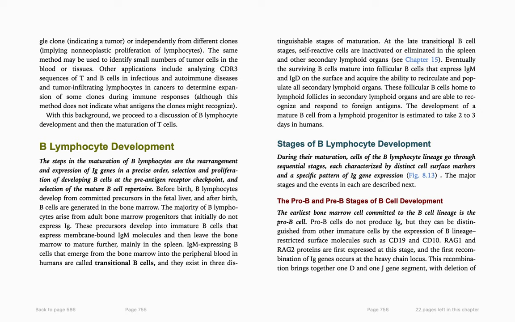At the late transitional B cell stage, self-reactive cells are inactivated or eliminated in the spleen and the other secondary lymphoid organs. Eventually, the surviving B cells mature into follicular B cells that express IgM and IgD on the surface and acquire the ability to recirculate and populate all secondary lymphoid organs. These follicular B cells home to lymphoid follicles in secondary lymphoid organs and are able to recognize and respond to foreign antigen. The development of a mature B cell from a lymphoid progenitor is estimated to take about 2 to 3 days in humans.